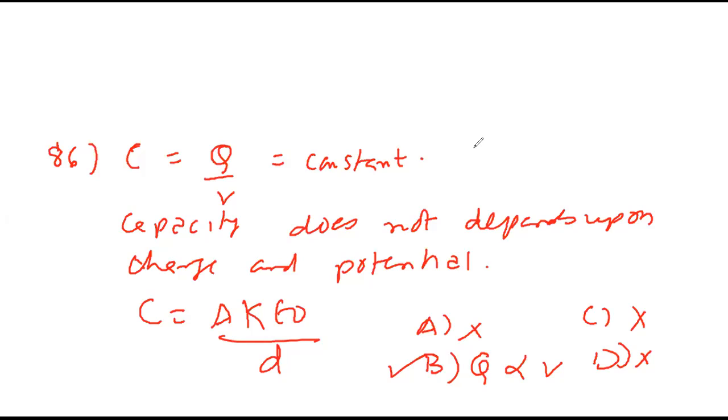Done, sir. When air in a capacitor is replaced by dielectric constant K, what will happen to the capacity? Capacity is A K epsilon 0 by D. That means if dielectric K is introduced, then capacity will increase by K times, option B, because C is directly proportional.